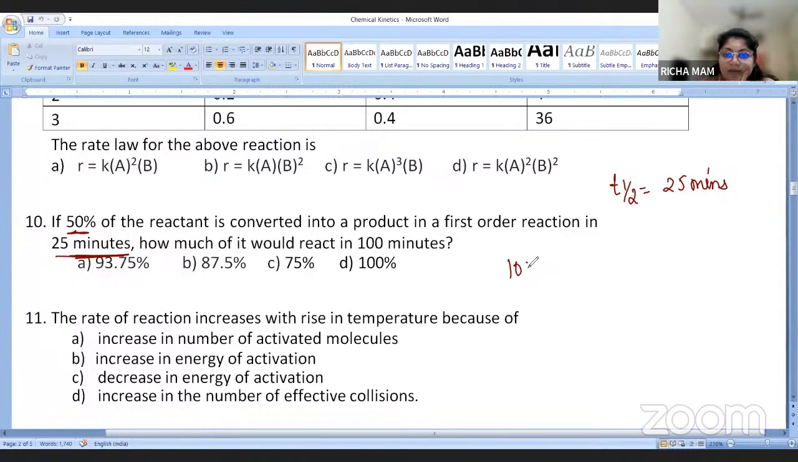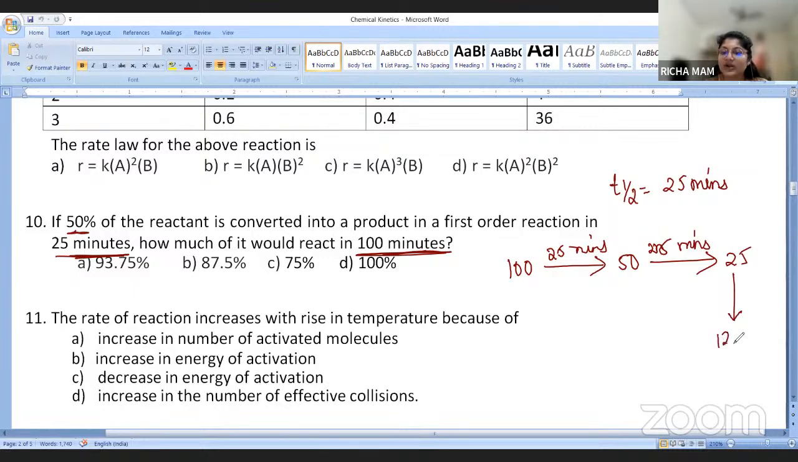Now for 100 minutes, half of that, 50%, is how much? 50. So it has taken 25 minutes. Now they have asked what for 100 minutes. So let us calculate for 100. Half of 50 is how much? 25. So it has completed again in 25 minutes, because 50% again is 25. What is the half of 25? It is 12.5. So to complete again half of the reaction, it has taken again 25 minutes. Then to complete half of 12.5, that is 6.25, again it has taken 25 minutes.